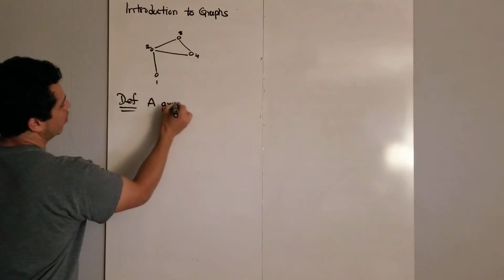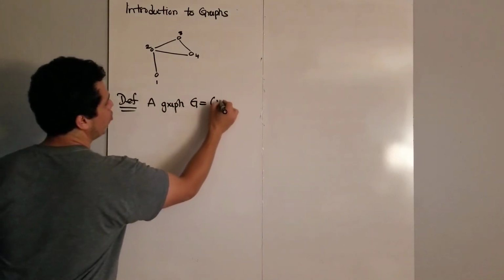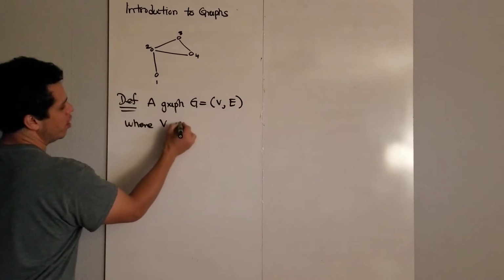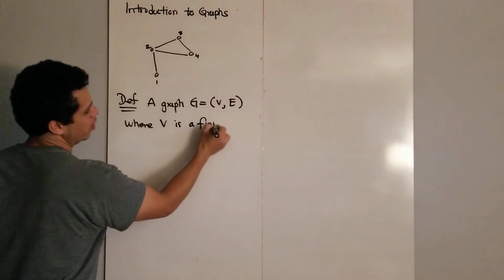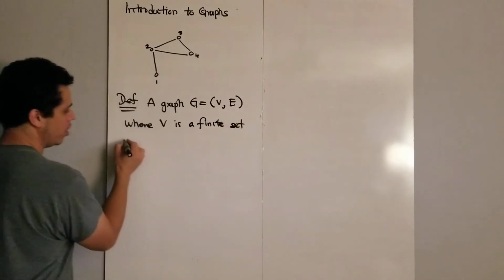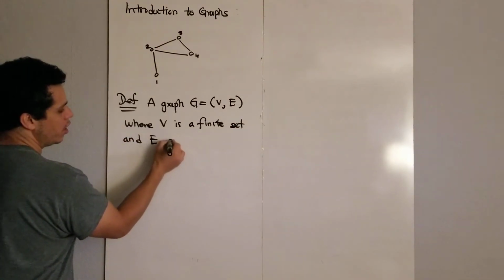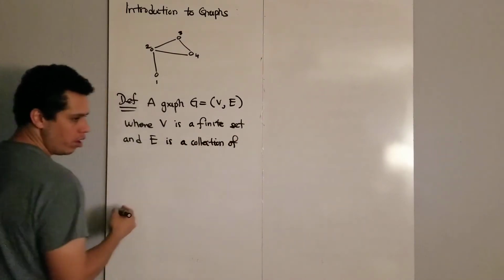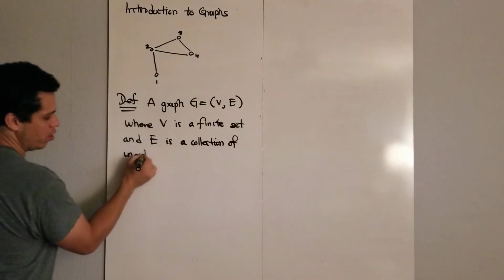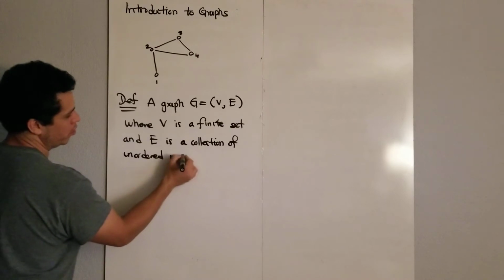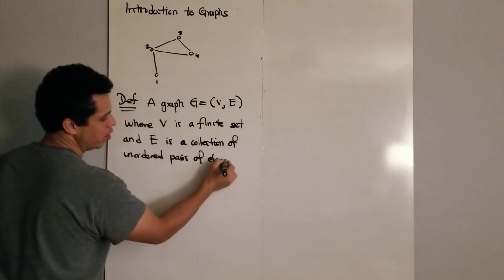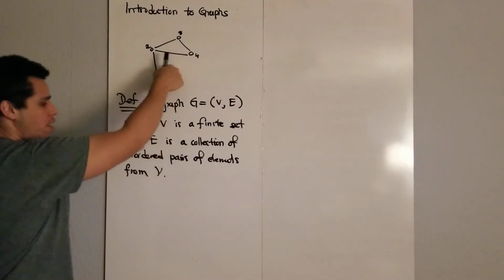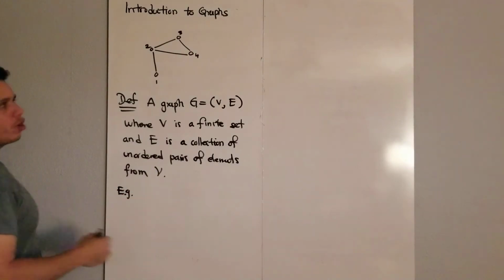A graph G is a tuple where V is a finite set and E is a collection of unordered pairs of elements from V. So in the example that we have here, let's capture it completely.